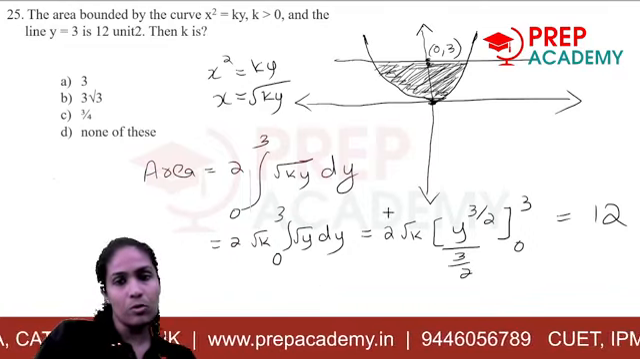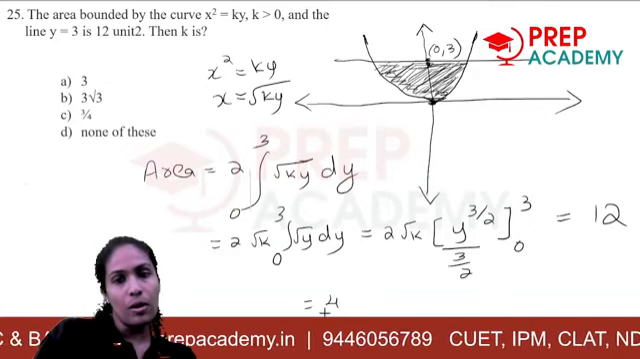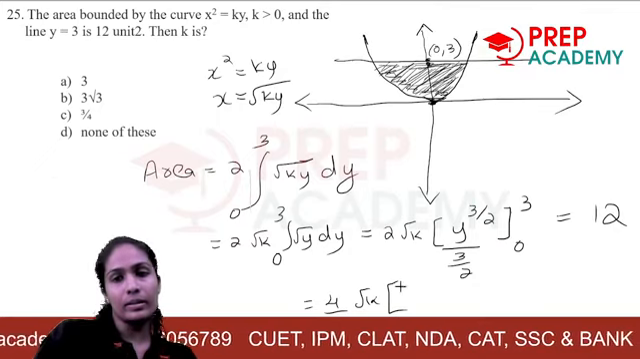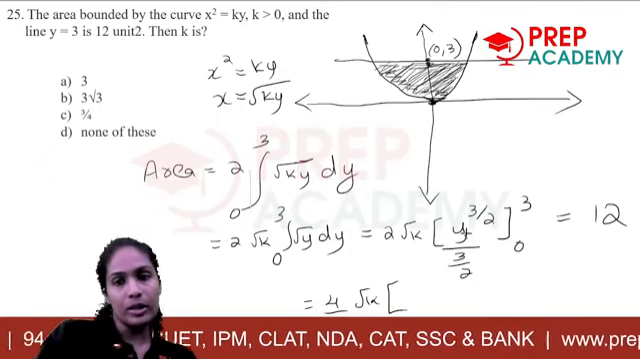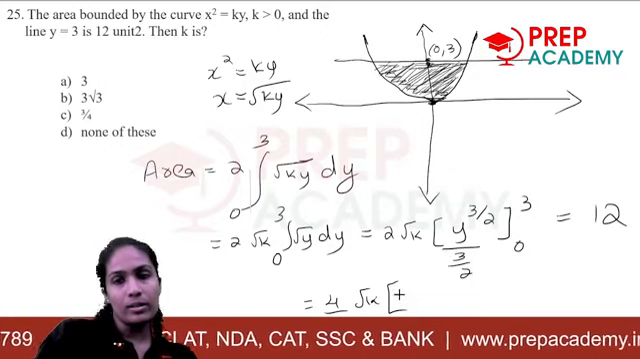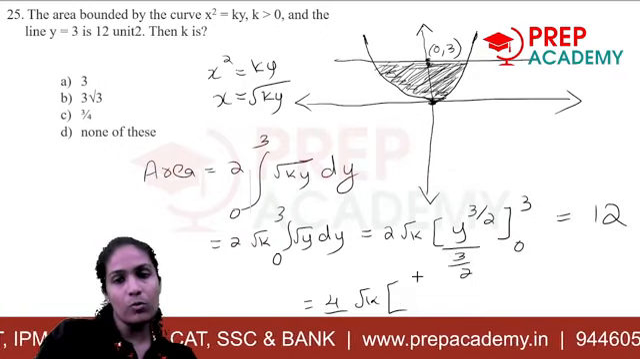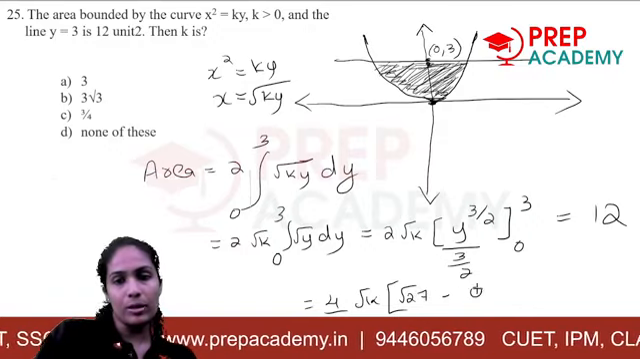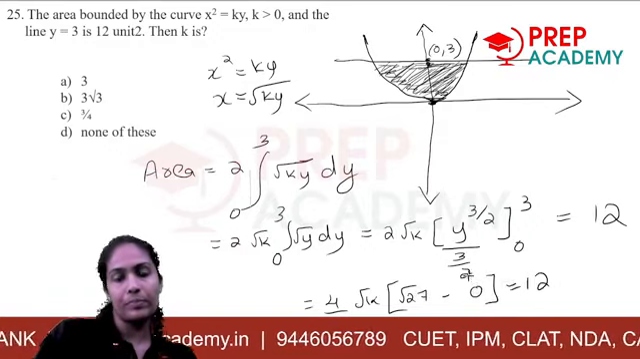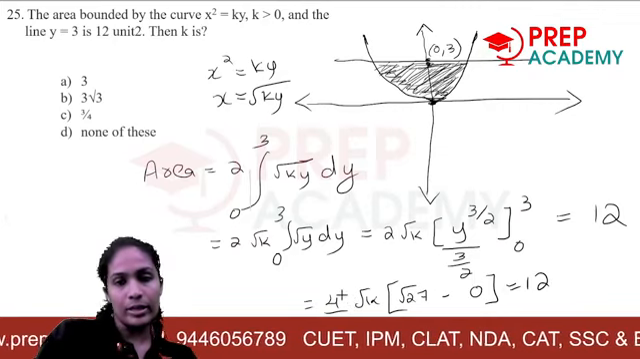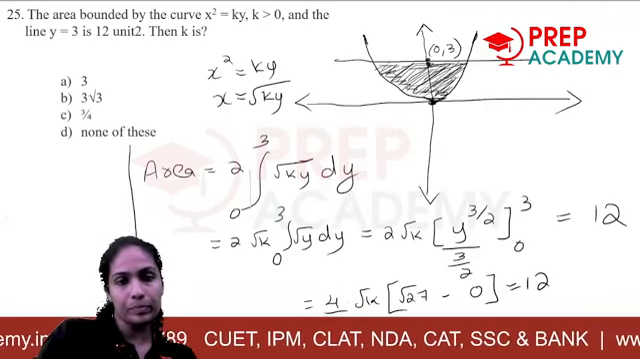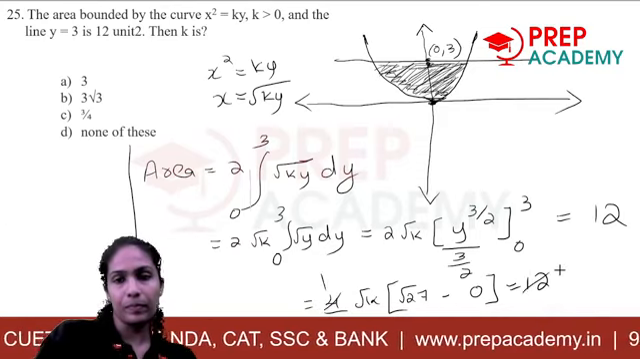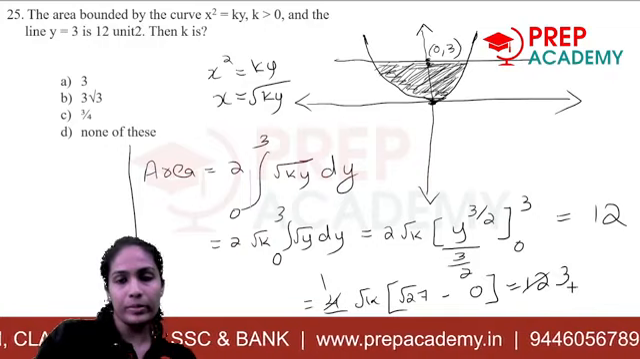So this 2 goes to the numerator. So 2 into 2 is 4 by 3 root k. Now applying the upper limit 3 cube, 3 raised to 3 by 2. That means 3 cube is 27. Root of 27, root 27 minus 0 raised to 3 by 2 is 0, which is equal to 12. In fact, this 4 and 12 is 1, 3.